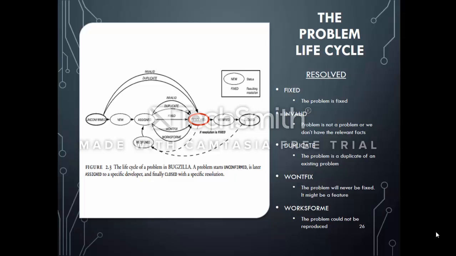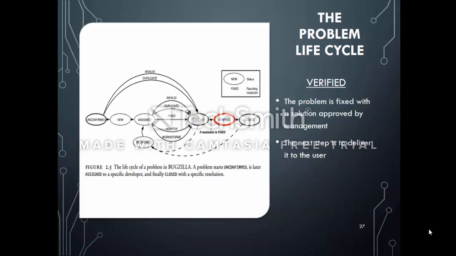Duplicate indicates that there is a duplicate of the problem in the database. Won't fix, which indicates that the problem will never be fixed or that it might be a feature. Or works for me, which indicates that the problem cannot be reproduced at all. A problem report becomes verified once the problem has been fixed with a solution approved by management.